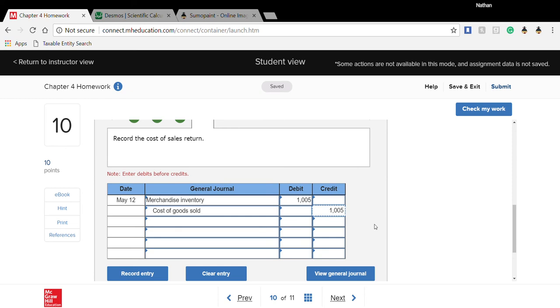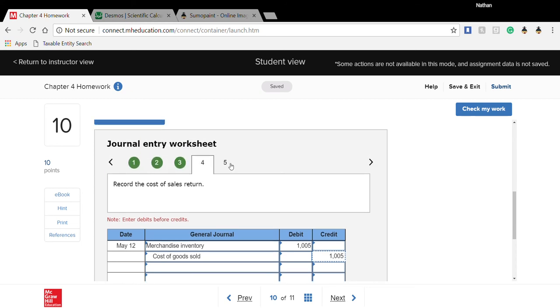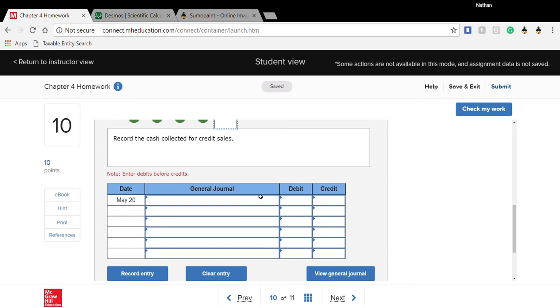Nothing different going on here. Again, it looks similar to what we just did in problem 9. Just a little bit spread out so I can see both sides. Now we record the cash collected. Here, we already did all the math. We don't have to deal with any more math. We just have to record a journal entry because it's going to be the same numbers as our buyer. So I can flip back and forth. That's what I'm going to do because that's just easier to show you.